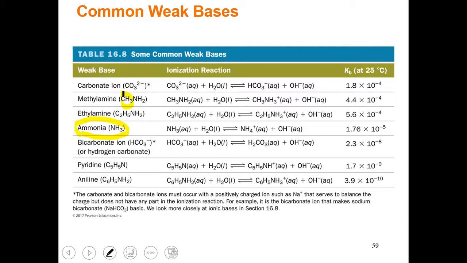Okay, so the way this works again is here is the list of Kb values, and this table is organized so that you have from greater or larger to smaller values. In other words, this is in decreasing strength of these bases.